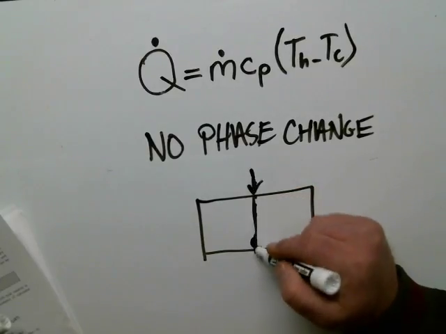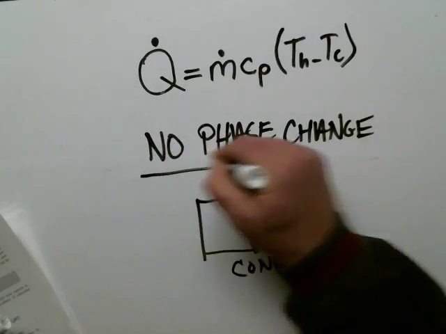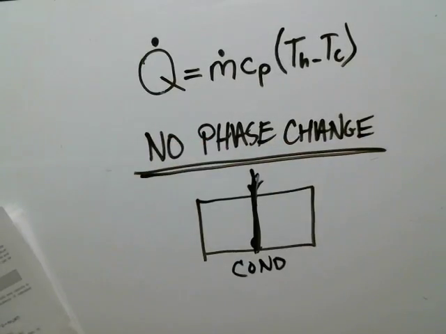I cannot use it on the steam side of the condenser. Can't do it because there's a rule: no phase change allowed to use this equation.